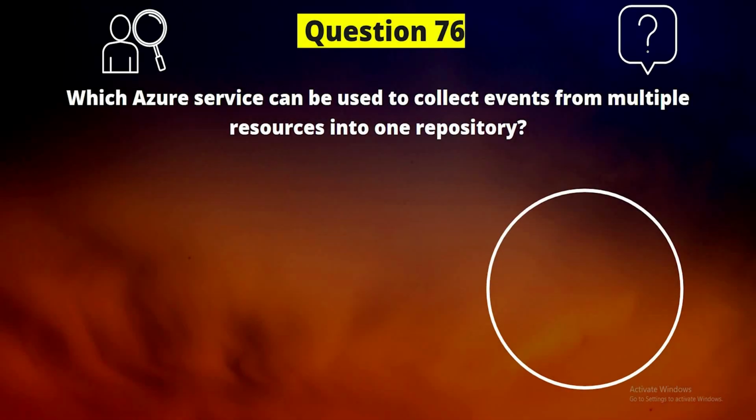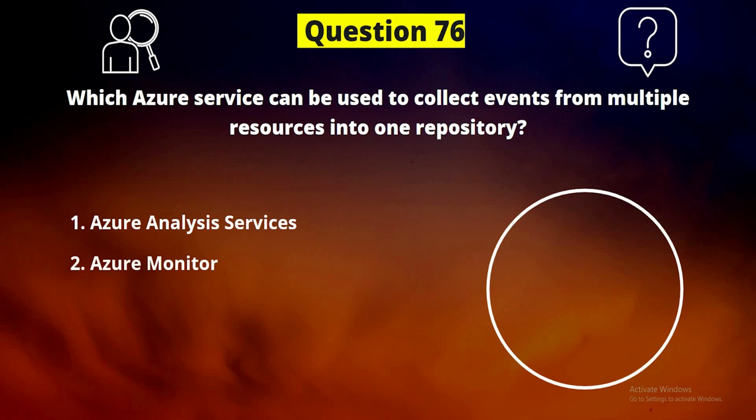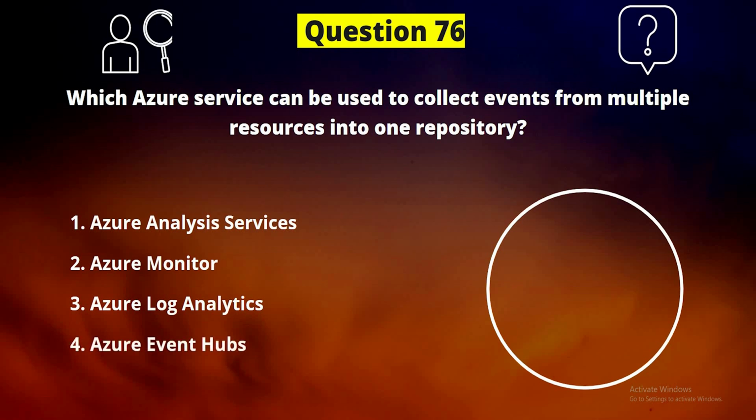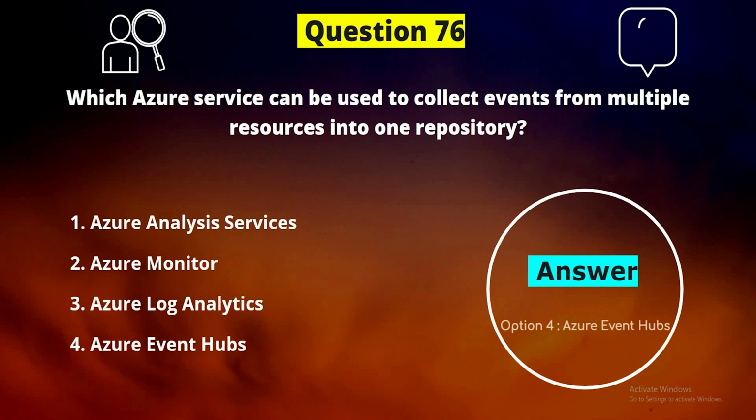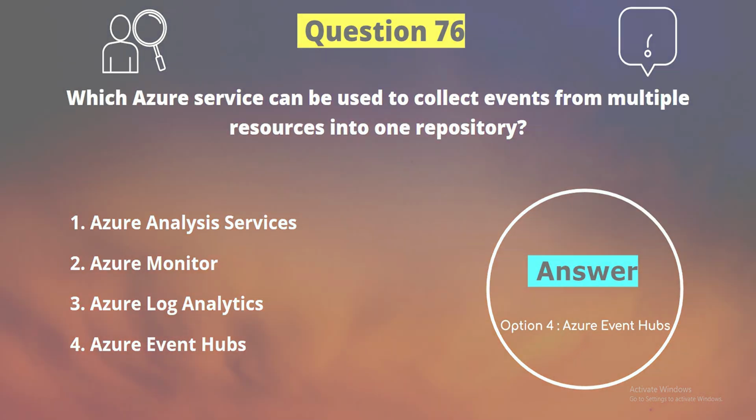Question 76. Which Azure service can be used to collect events from multiple resources into one repository? And the options are Option 1, Azure Analysis Services. Option 2, Azure Monitor. Option 3, Azure Log Analytics. And Option 4, Azure Event Hubs. And the correct answer is Option 4, Azure Event Hubs.